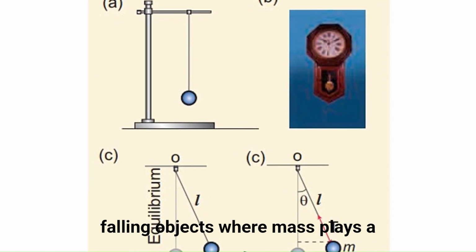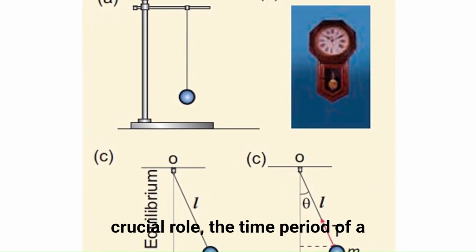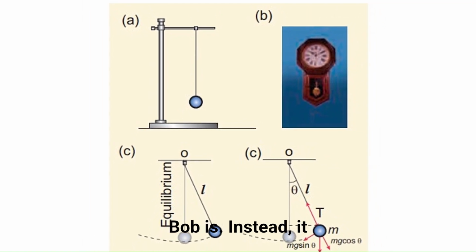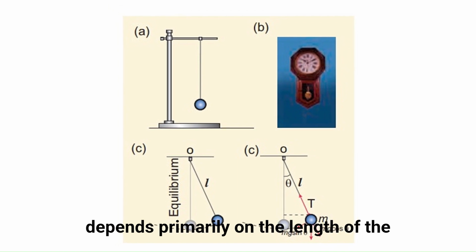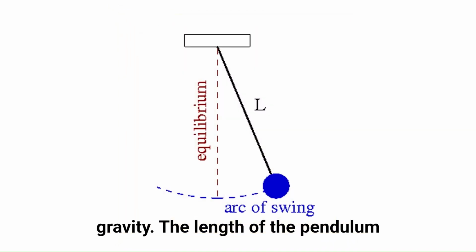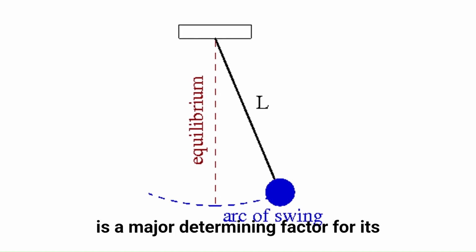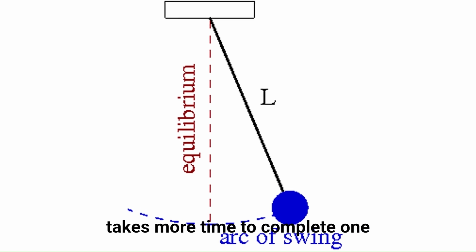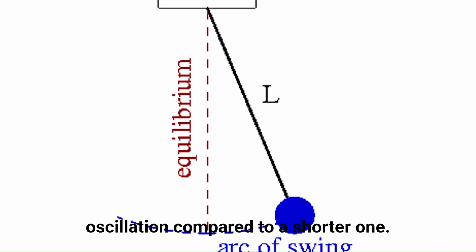Unlike free-falling objects, where mass plays a crucial role, the time period of a pendulum is not affected by how heavy the bob is. Instead, it depends primarily on the length of the string and the acceleration due to gravity. The length of the pendulum is a major determining factor for its time period. A longer pendulum takes more time to complete one oscillation compared to a shorter one.